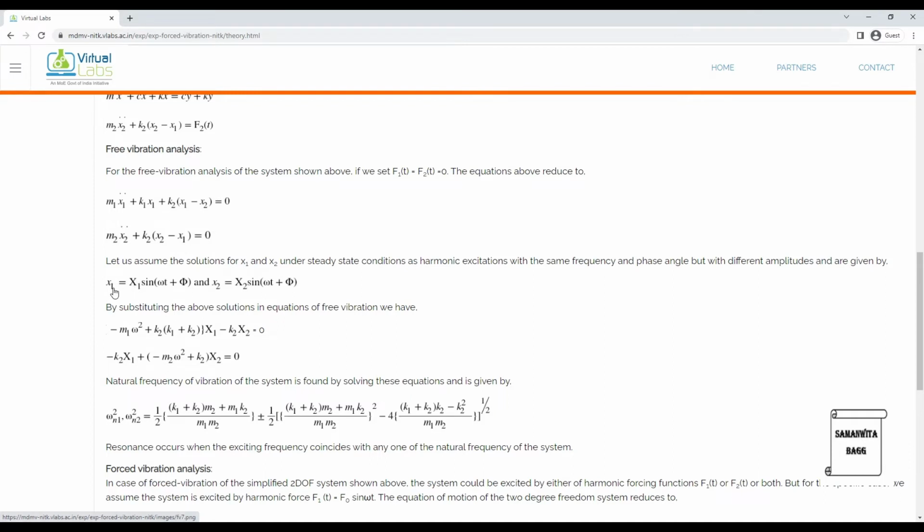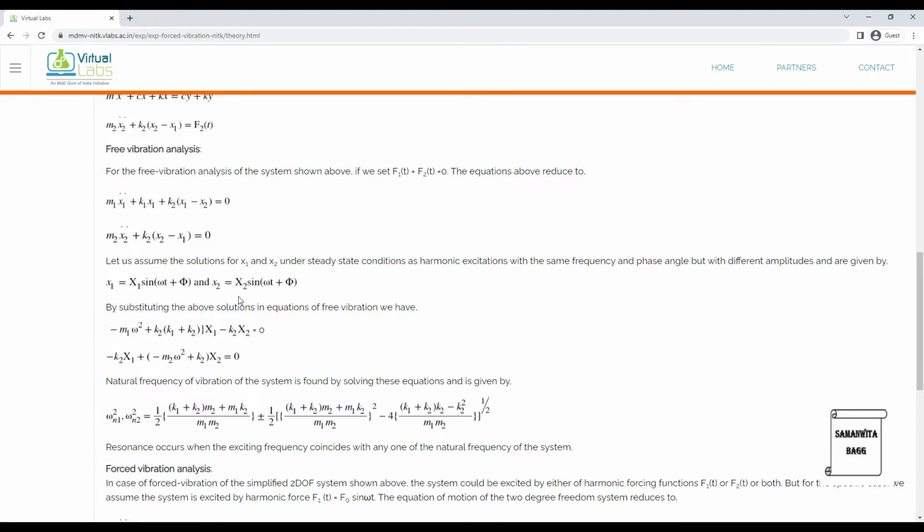So for the first mass where the displacement is x1, your capital X1 is used, and for the second mass where the displacement is x2, your capital X2 is what you can see. Both are giving sine form of input to the system. By substituting the above equations in the equations of free vibration, we have these two equations.